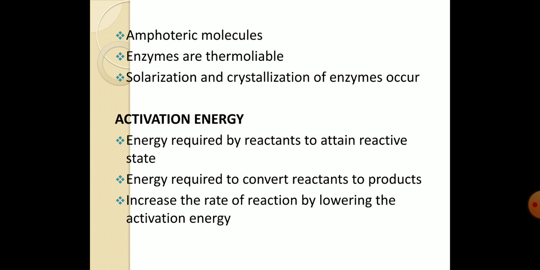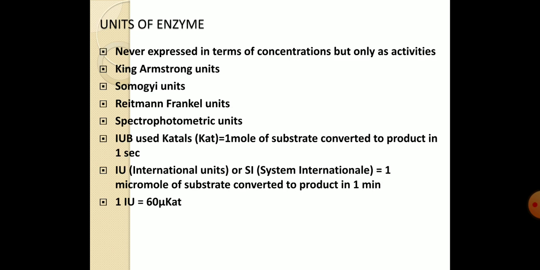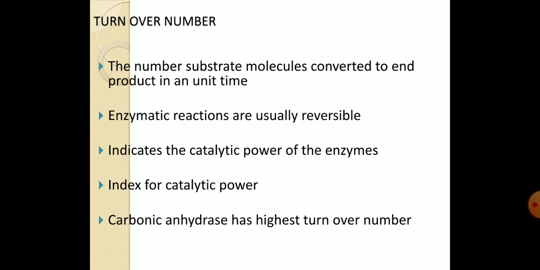So like that, enzymes are amorphous molecules, they are thermolabile, and solubilization and crystallization of the enzymes may also occur. Usually enzymes have some specific units. The enzymes are referred to in different units. That's spectrophotometric units, and 1 IU, and katals. That's one katal is equal to 1 mole of substrate converted to product in 1 second. Generally 1 IU is equal to 60 microkatal. So like that, there will be some specific enzyme units.